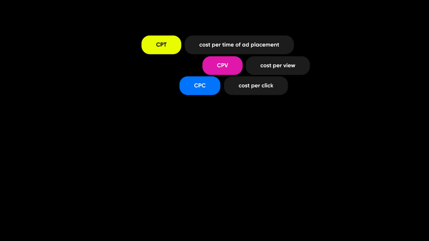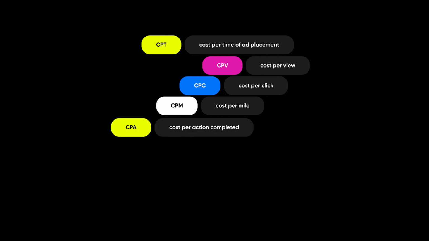Here are the basic payment models in traffic sources. CPT, the price per ad placement time. In this case, we buy a place to put our ad for a specific period. CPV, this model implies payment per view. CPC, the model in which we are charged for each click. CPM, in this case, we are charged for each 1,000 views.